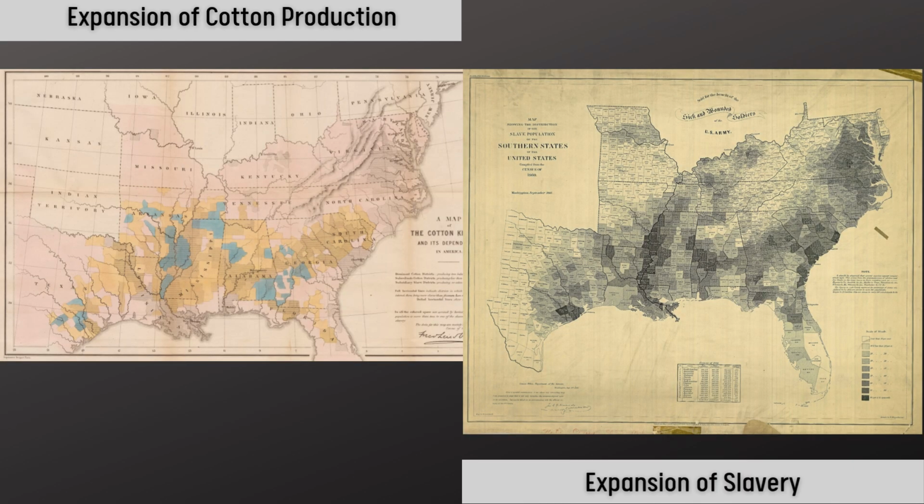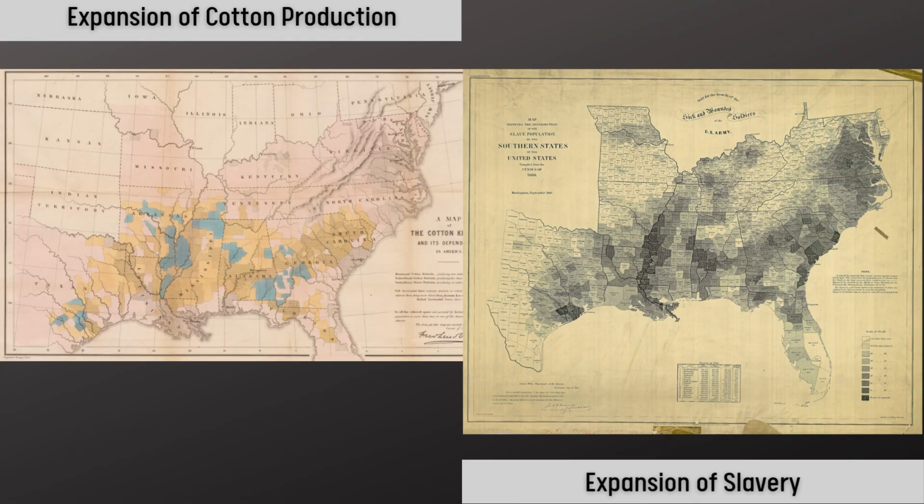Let's look at the expansion of cotton production and the impact of the expansion of slavery. The invention of the cotton gin revolutionized cotton as a cash crop, making it incredibly profitable. This profitability led to an increased demand for land, which in turn drove the expansion of cotton production across the South.